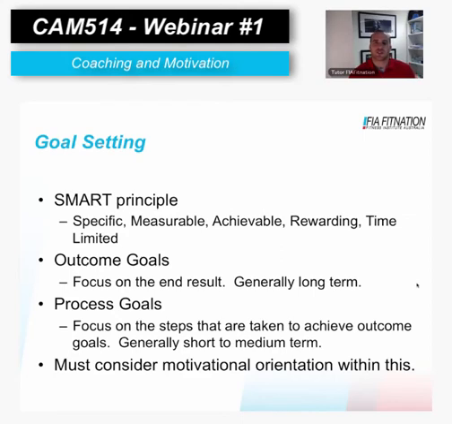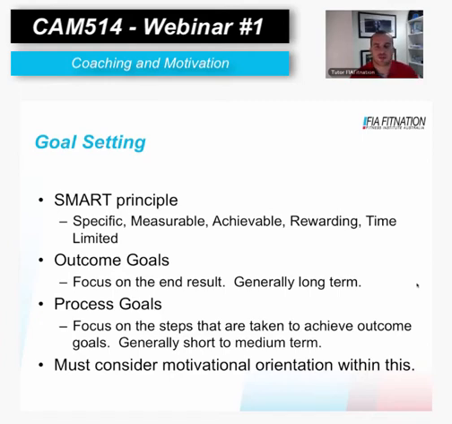The last part that we're going to consider today is goal setting. And this is obviously something that's very closely related to motivation and to changing behaviour. A lot of the terms on this slide you should be familiar with from your Cert 4 in fitness, but it's really important that we recap them.